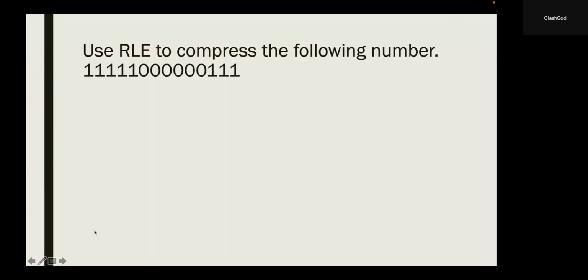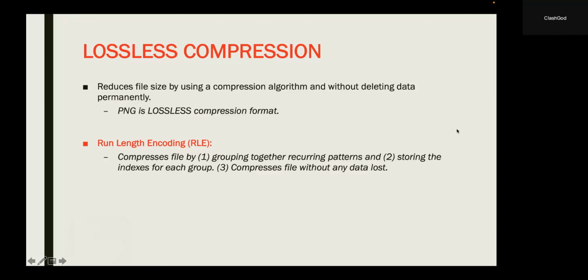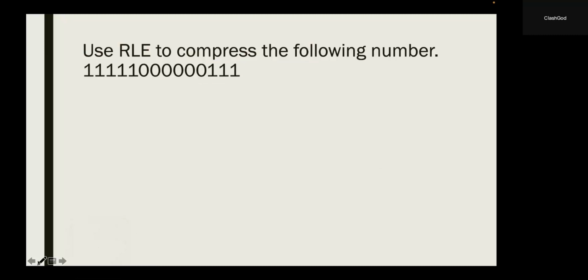So look at this problem here. If they want you to use RLE, run length encoding, to compress the following number, we're going to store this number in the computer. We're going to compress it. Take a look at the definition here. It does this run length encoding by grouping together recurring patterns. So the first thing you want to do is find recurring patterns in the thing they want you to compress. Here you will see that first there are 5 ones, and then there are 6 zeros, and then there are 3 ones. So now you have grouped this number. So you want to first find the groups.